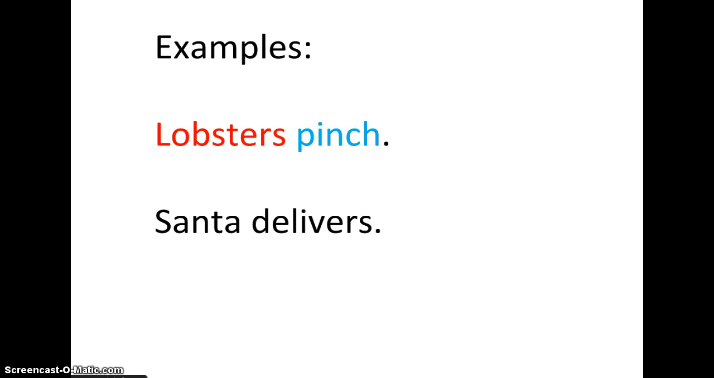Look at the example below. Santa delivers. Is Santa delivers a clause? You decide. Pause the video. If you decided that Santa was the subject and delivers was the predicate, therefore Santa delivers is a clause, you're correct. Excellent. Clauses come in two varieties, independent and dependent.